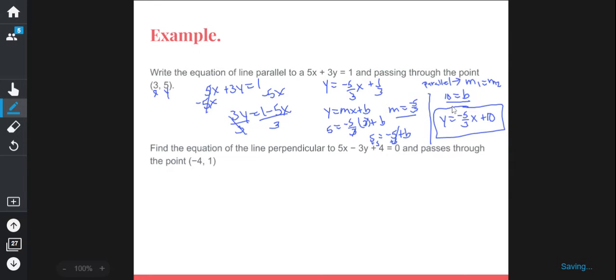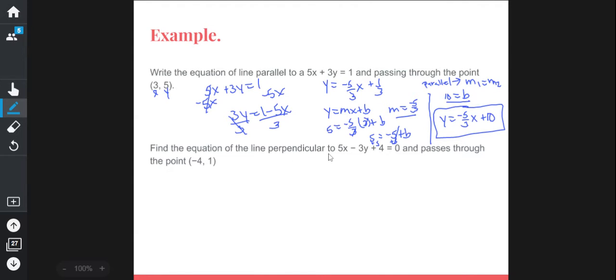So notice that I use the idea of parallel lines having the same slope to get my slope. And then I use the technique I used before. I substituted my point into my y equals mx plus b and my slope into the equation. I solved for b, I got my final line. So let's take a look at another example.